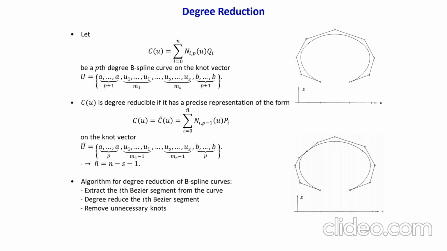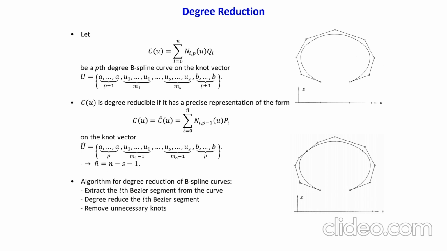Following a similar strategy to the one we set up for degree elevation, the algorithm for degree reduction has 3 steps. First, extract the ith Bezier segment from the B-spline curve. Then, reduce this segment as opposed to elevating it. And finally, remove any unnecessary knots between the ith segment and its previous segment. These steps are shown in the following images.